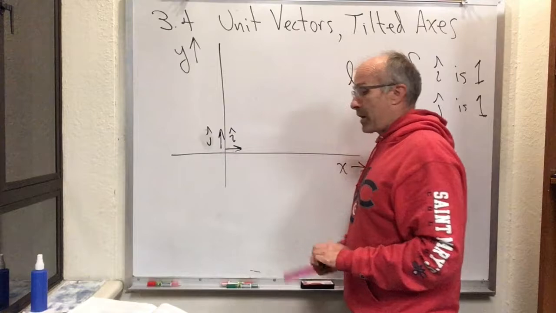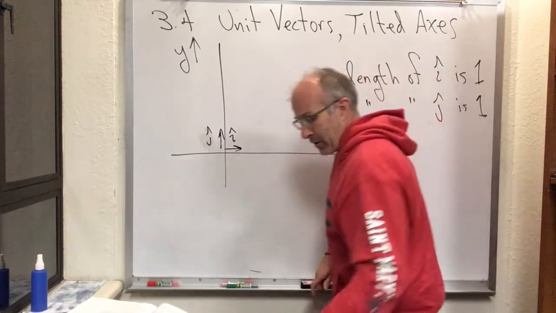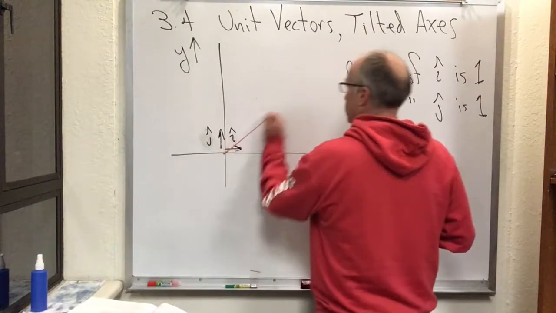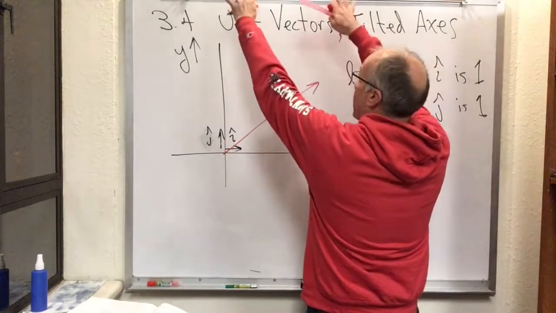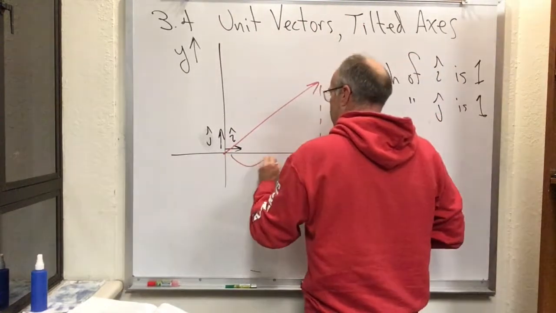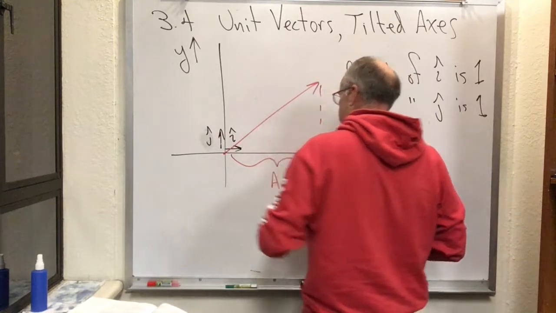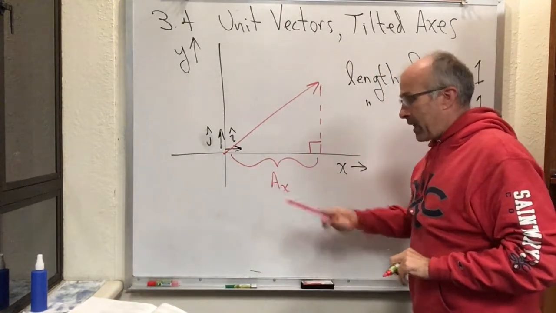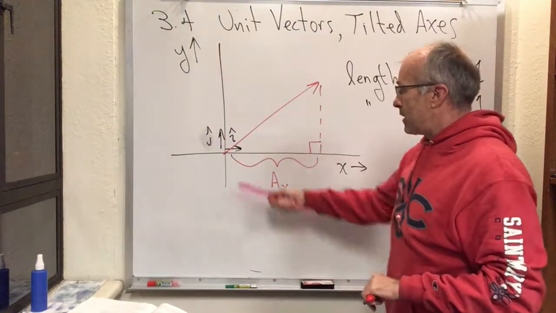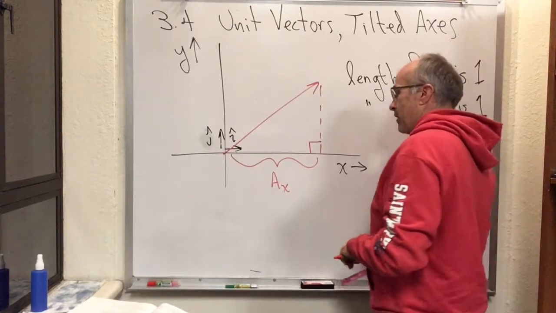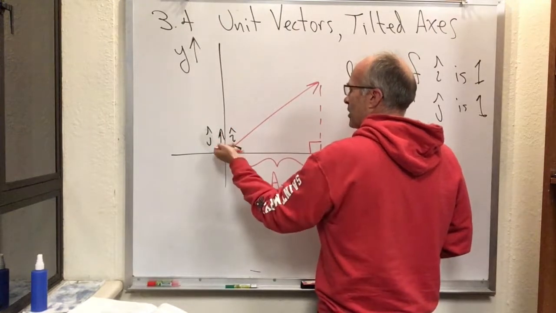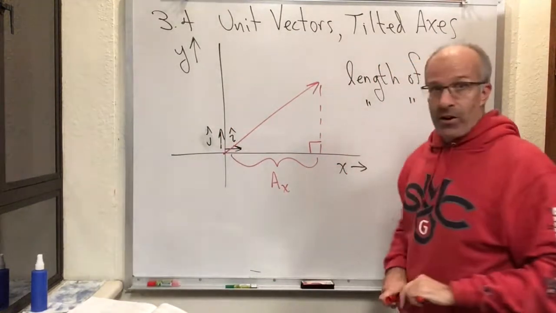It's just length 1. Now let's draw some vector a on here. Okay, and I'm going to cast the shadow of a down on the x-axis. And this here is a sub x. That is a length that belongs on this diagram. If this diagram is all in meters, then this a sub x is in meters. So that makes some sense. Now this though here is very abstract. It's just something that points in that direction. But now here's the cool thing.